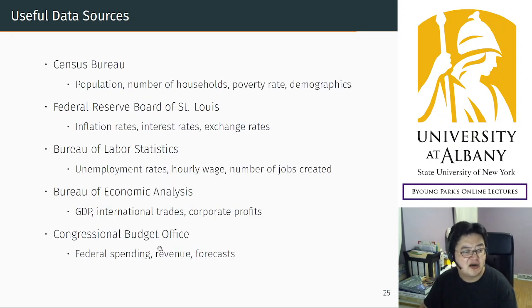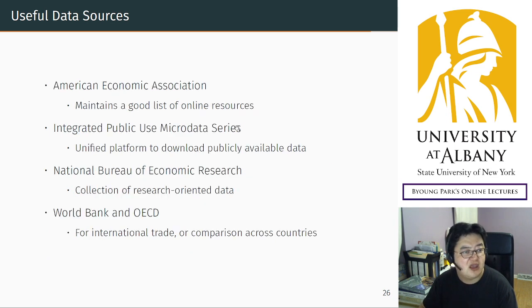So those are government offices, and here we have more economic research-oriented data. Research-oriented data can be found from the American Economic Association. This is the biggest academic society in economics, so they have a good list of resources, including a list of data sources and resources for students. If you are interested, you can find many resources from this association's webpage.